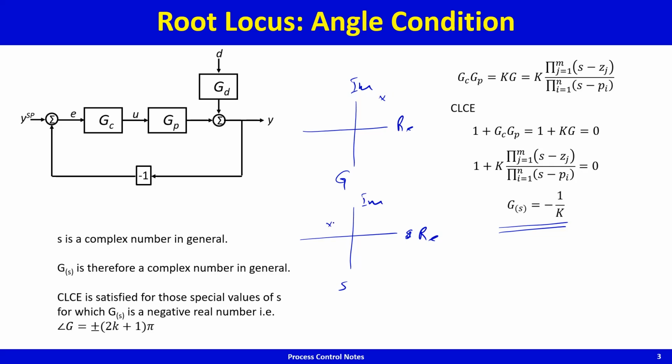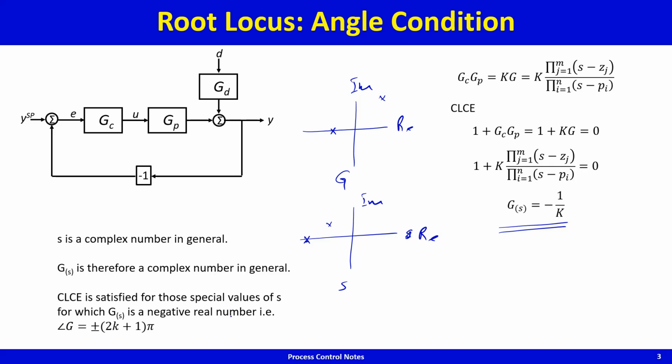If I happen to hit such a value, let us say this is a value of S for which G turns out to be a negative real number, then this particular value of S lies on the root locus. This is what we mean when we say that we are looking for those special values of S for which G of S is a negative real number.